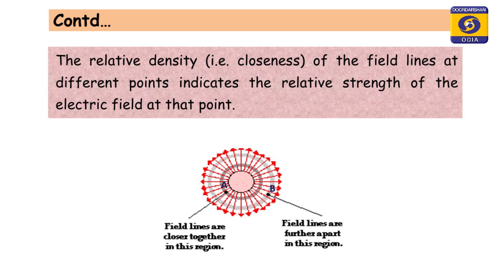At point A, here you can see that field lines are closer. That means this point has greater strength relative to point B. Why? Because their density is more and concentration of lines is more. That is why the relative strength at point A is more than point B, because in the region of point B the lines are farther apart.